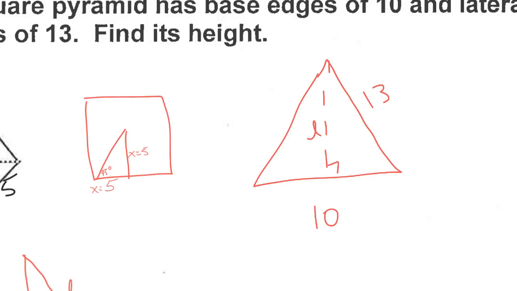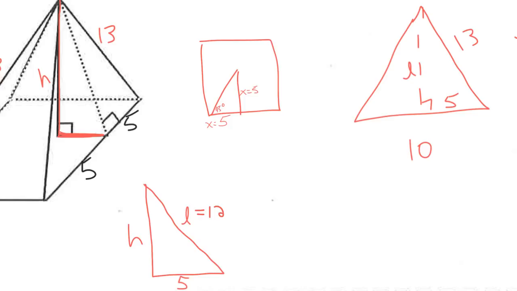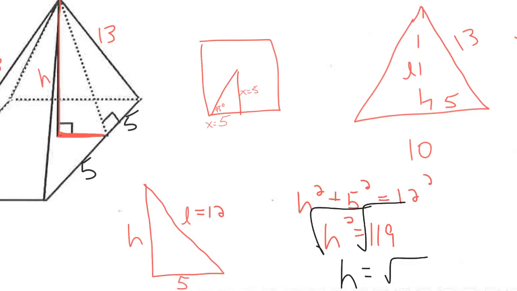I know because that hits the middle that this piece is 5. And now I have a right triangle that I can use with Pythagorean theorem. So I know L squared plus 5 squared is going to equal 13 squared. And when you work that out, you'll end up with L equaling 12. So I now know that this side is 12, and I can do Pythagorean theorem again. So I need my H squared plus my 5 squared to equal 12 squared. That gives me that H squared is going to end up equaling 119. So we take the square root of both sides, and we get H equals the square root of 119. If you want to give that to me as a decimal, that's fine. So that's basically just another way to look at this.